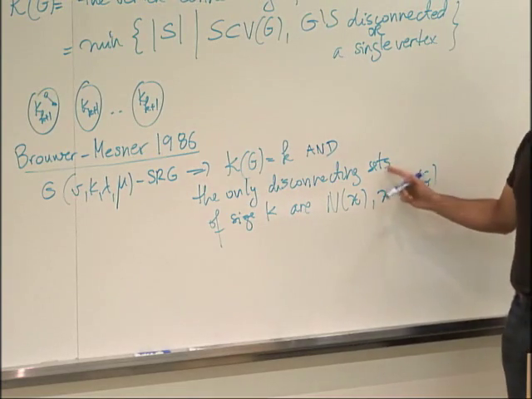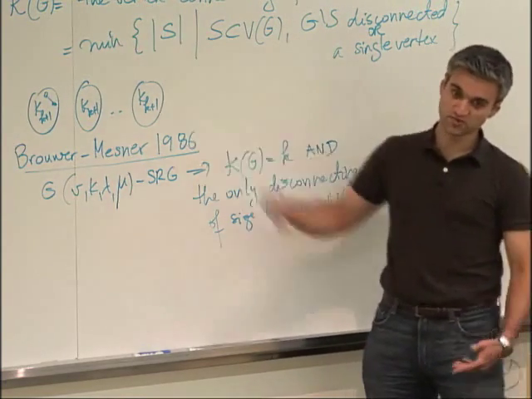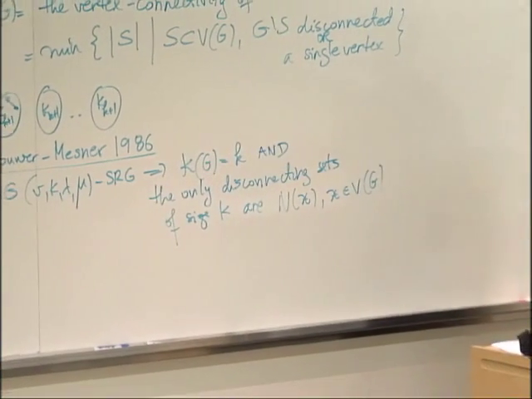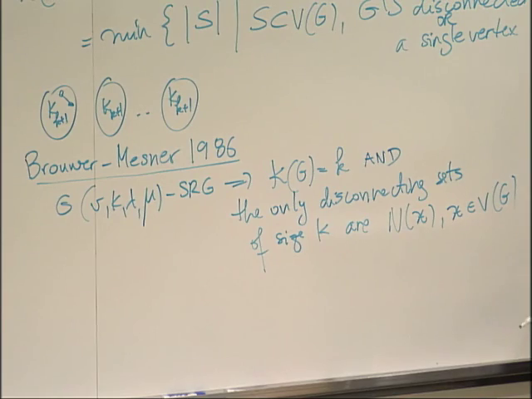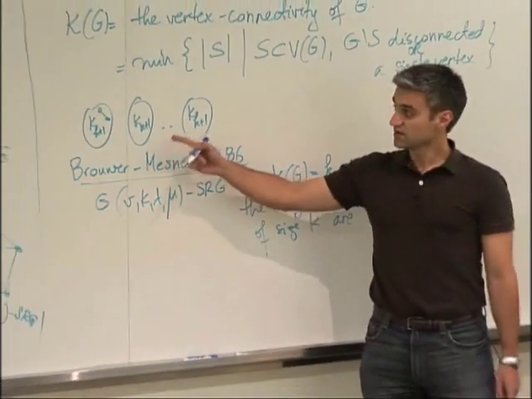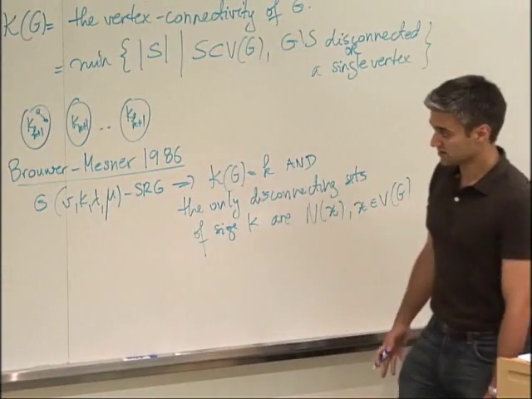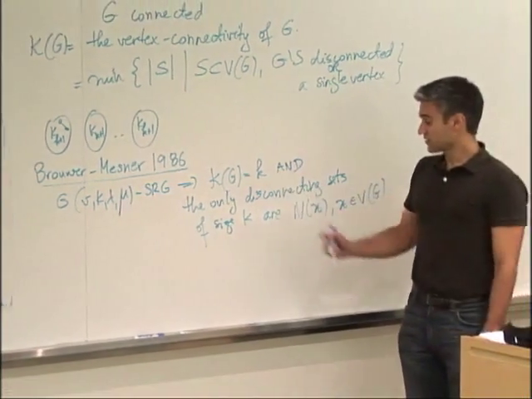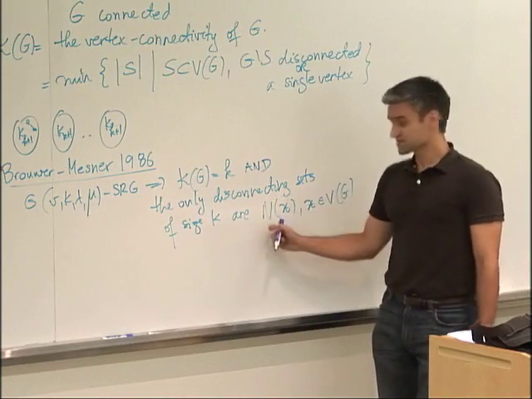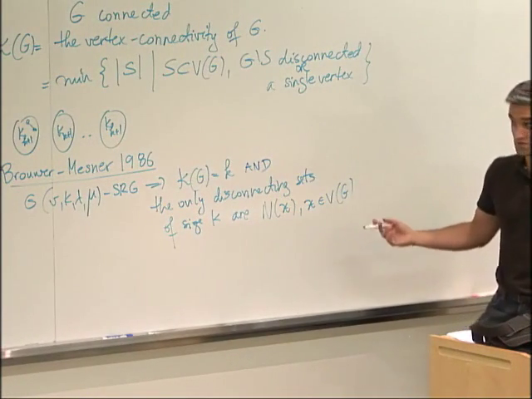A disconnecting set is a set S whose removal disconnects your graph, breaks your graph into pieces. So no matter what parameters you give me, if you give me a strongly regular graph which is not a union of cliques or its complement, then the vertex connectivity is maximum, it's k, and the only disconnecting sets of that size are the neighborhoods. Okay, so that's what they proved.